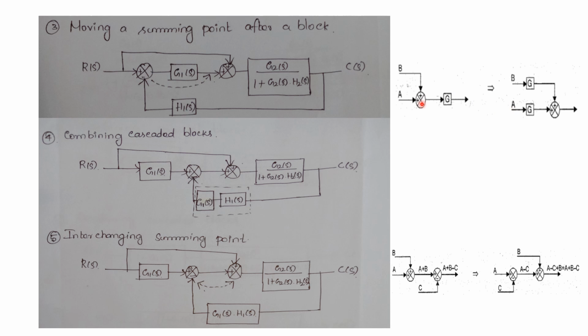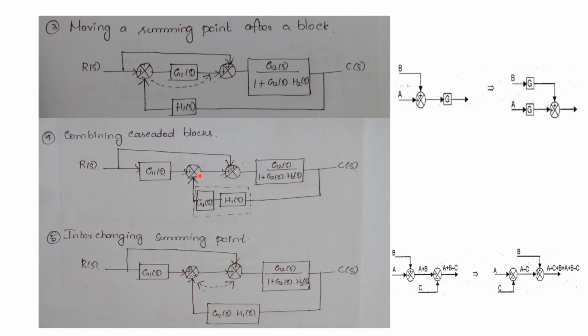Listen here, so we are moving this summer after a block. In the corresponding branch we have to directly write the crossed gain. Here we are crossing the gain G, so in the branch we have to put the gain G. Similarly here also we are crossing the gain G1 of S. The branch involved is this branch, so in this corresponding branch we have to include this G1 of S. In this way we can move this summer here.